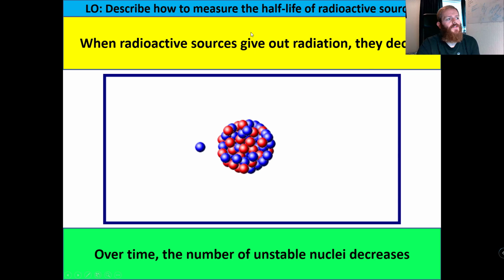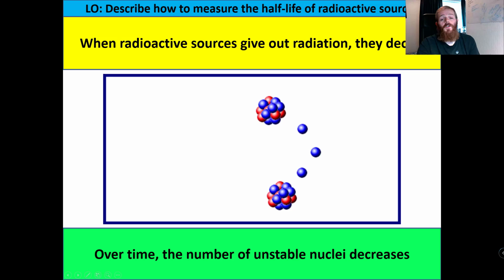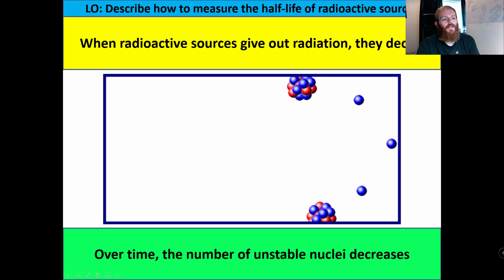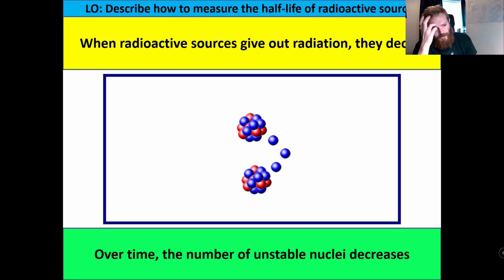Okay, let's jump straight into it then. So when radioactive sources give out radiation, they decay. So in the previous couple of lessons, we've talked about radioactive decay and the idea that you have a nucleus that's unstable, and to try and become stable, it gets rid of some of its excess energy, and it does that in one of three ways.